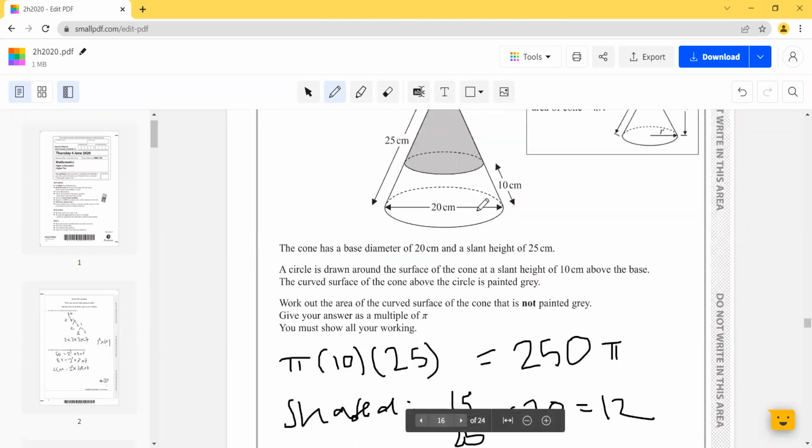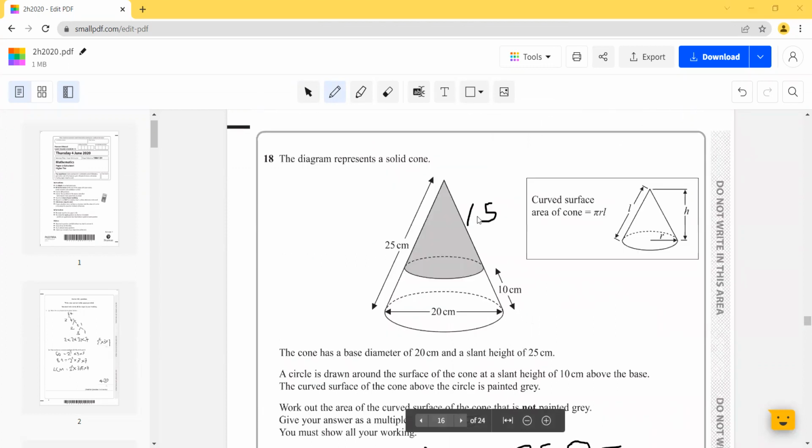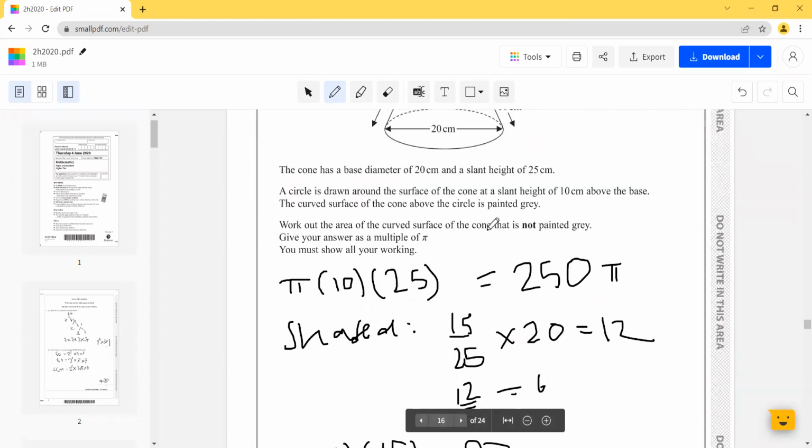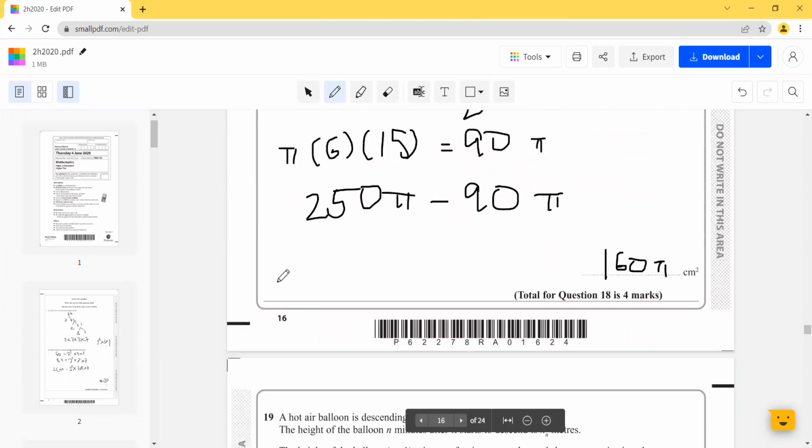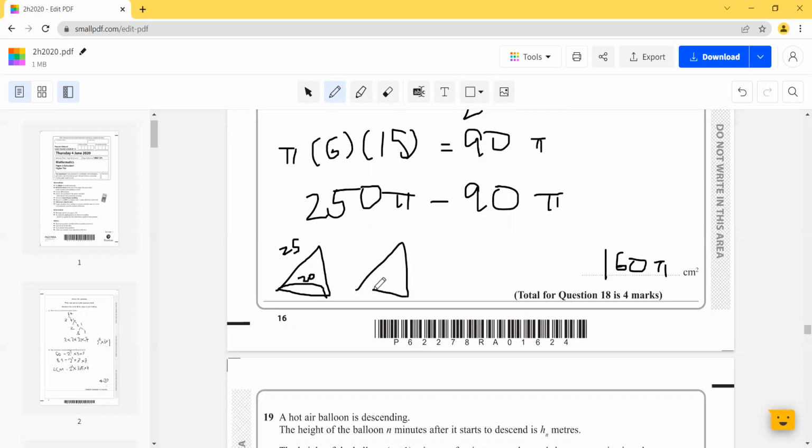Okay, so we basically just use the fact that these are similar. So let me just draw a diagram to show you what I mean. So we had one cone like this, which is 25 and 20. And now we wanted to figure out what the radius of the smaller cone was. Well, it doesn't really look smaller. 15 and x. So we did 15 over 25 multiplied by 20.